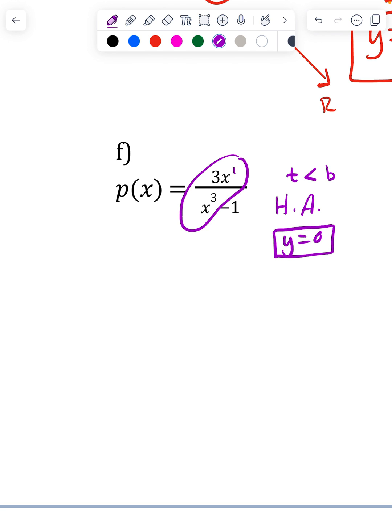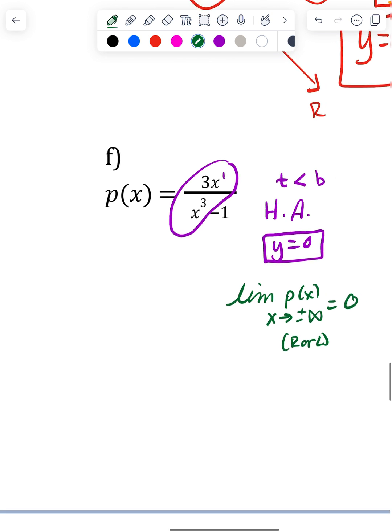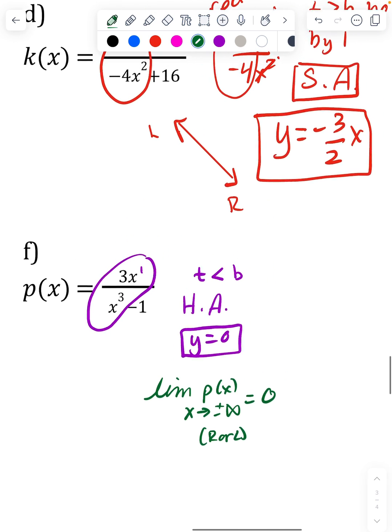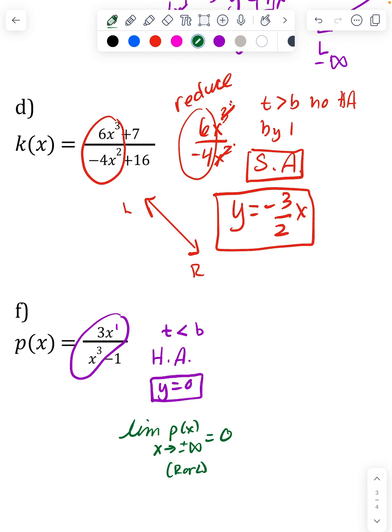This is getting ahead of ourselves a little bit, but who doesn't love that? If I was asked to write the limit of this function as x approaches, and in this problem it's going to be either positive or negative infinity, meaning right or left, the answer is going to be 0, because if you have a horizontal asymptote, the ends of the graph will approach that. Last thing, if I had something like up here in D, where I have a negative 3/2 x as the slope of my slant asymptote, I know my slant asymptote looks like this.